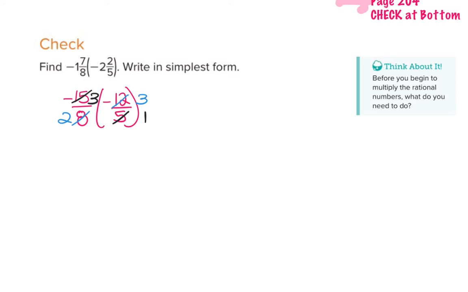And now I can just multiply straight across my fraction. 3 times 3 is 9. 2 times 1 is 2. And then I had a negative times a negative, so it's going to stay a positive answer. So I can leave it as 9/2, or I can turn it into 4 1/2.